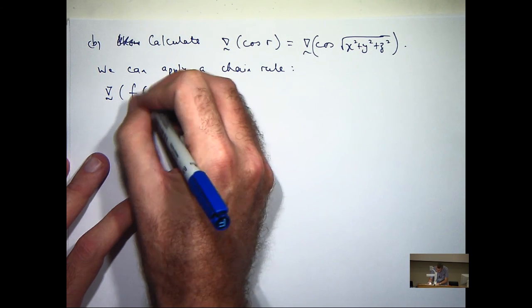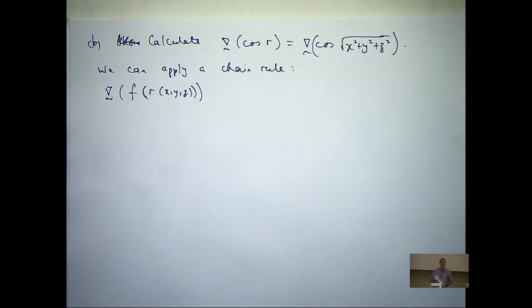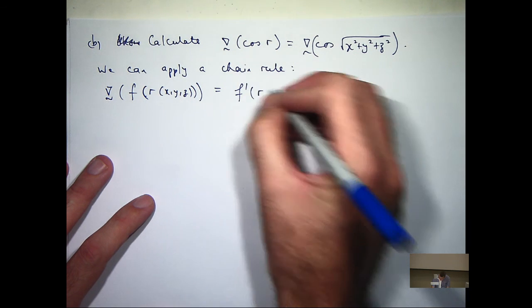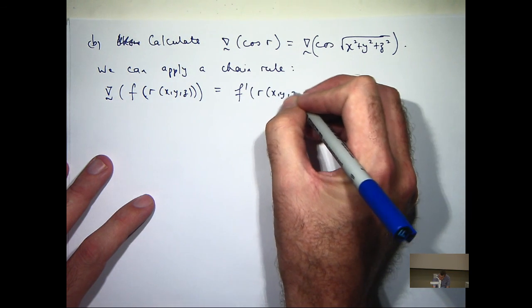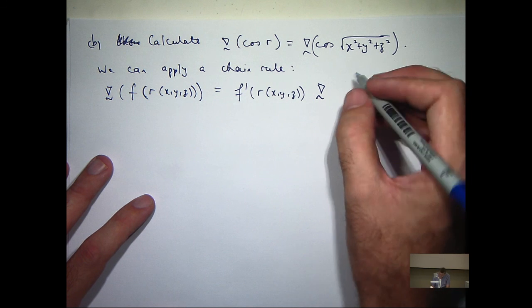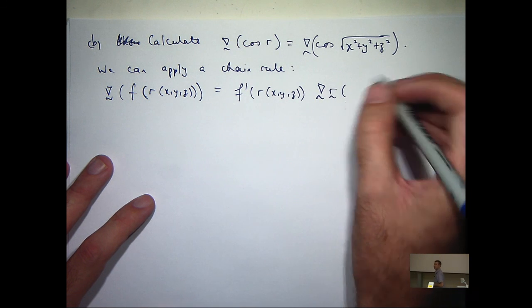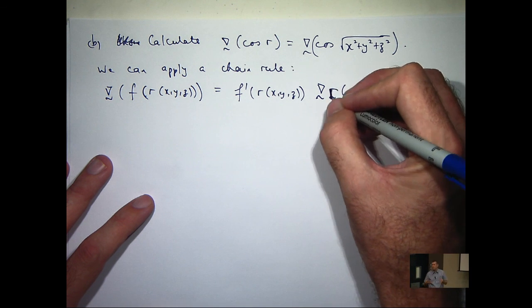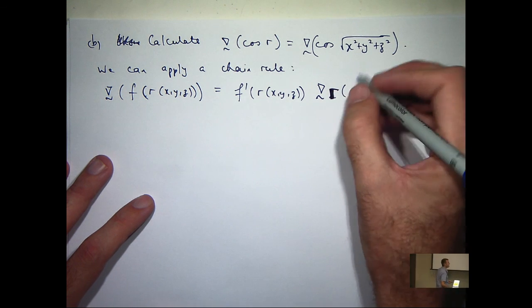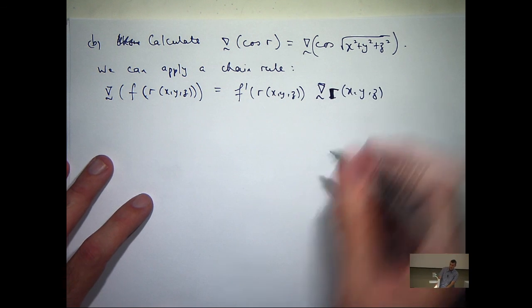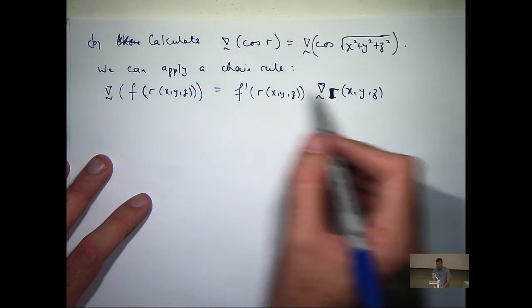So we've got a function of a function, f of r. Now that is just f prime of r times gradient. Oops, sorry, there's no tilde there. Okay, this is just no tilde. So you've got a scalar function multiplied with a vector.